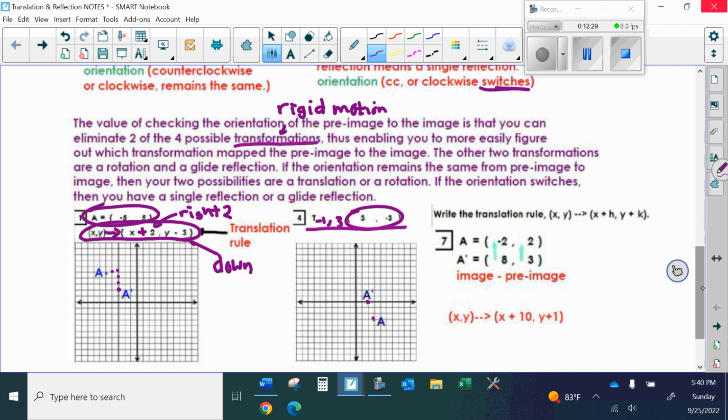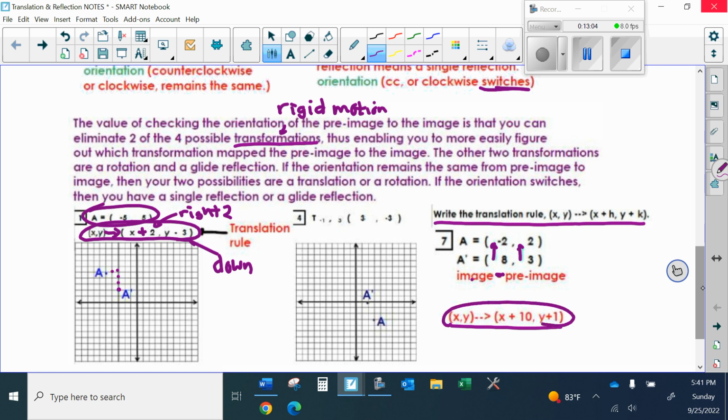Now, the other thing they could also give you is the pre-image and the image point, and they say, write the translation rule. So I do image point minus the pre-image point. That's why you see the arrows going up. I'm going to subtract image minus pre-image. So 8 minus negative 2 is 10. That's why it says x plus 10, and 3 minus 2 is 1. So y plus 1. There's my translation rule.